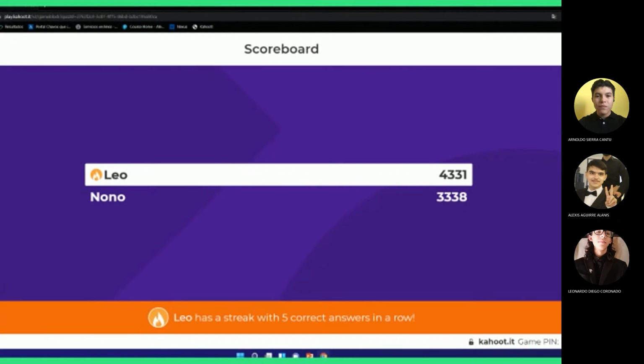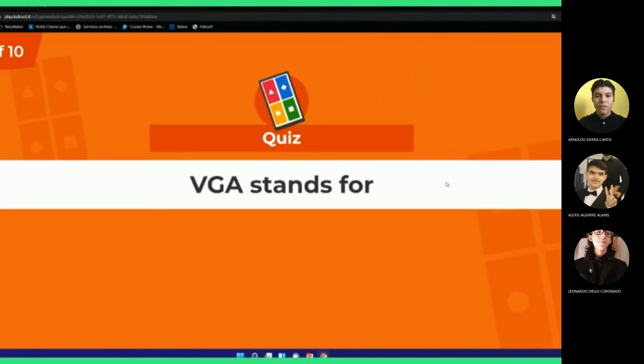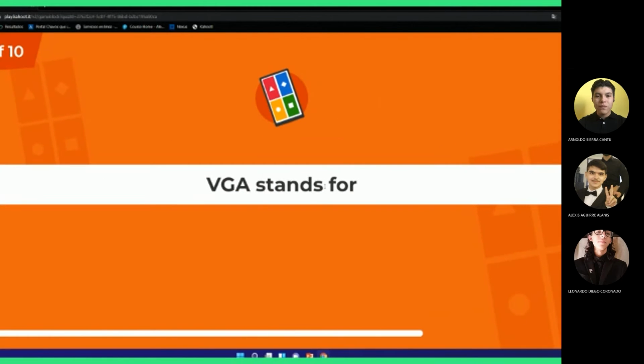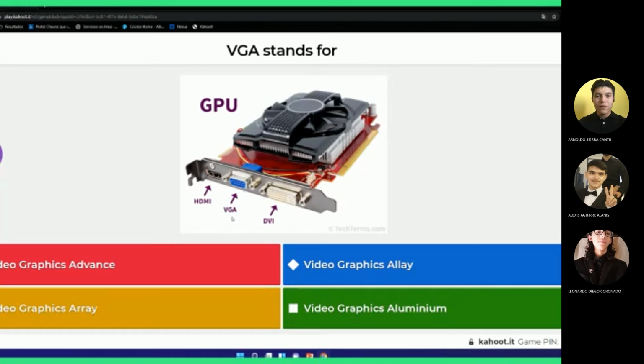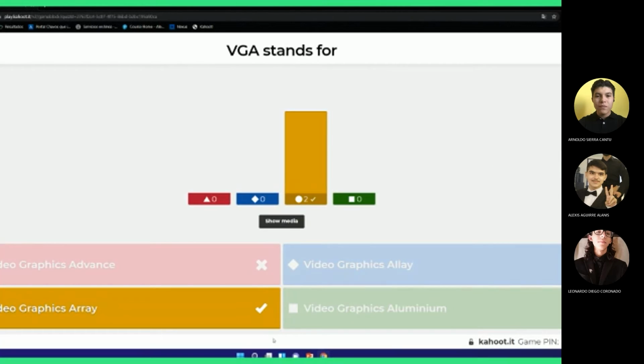Leo is on fire. VGA stands for Video Graphics Advanced, Video Graphics Array, or Video Graphics Aluminum. Red is Video Graphics Advanced, blue is Video Graphics Array, yellow is Video Graphics Array, and green is Video Graphics Aluminum. Yeah, VGA stands for Video Graphics Array. Very well done.